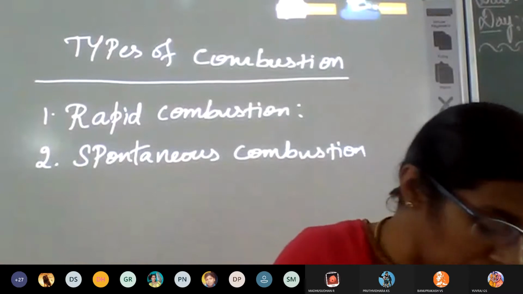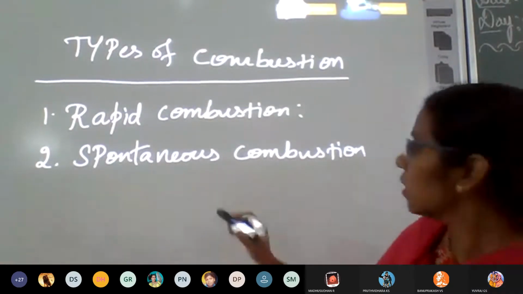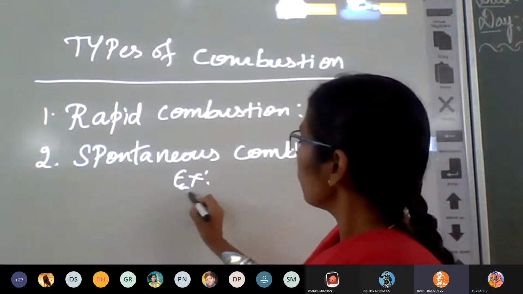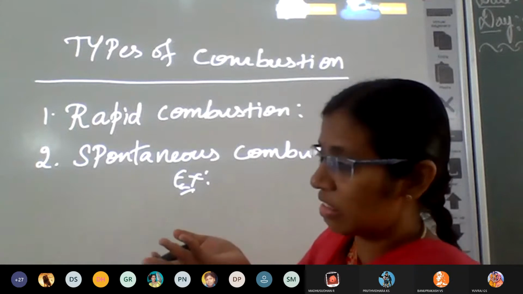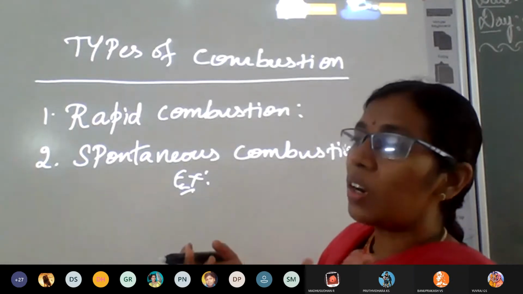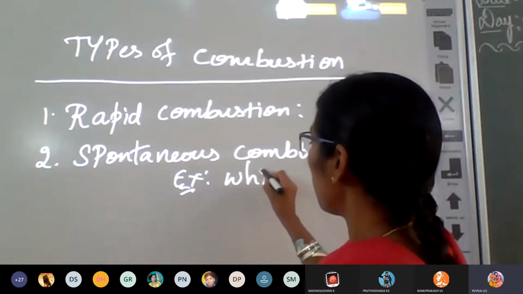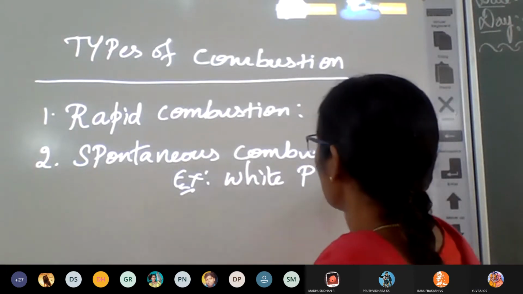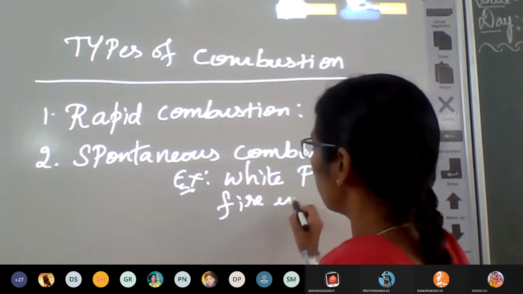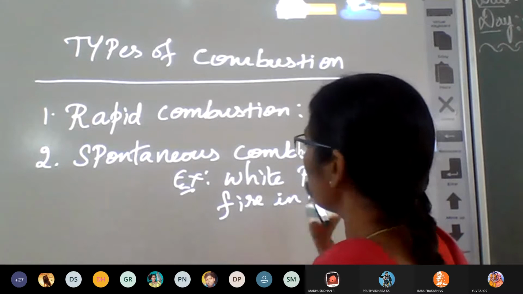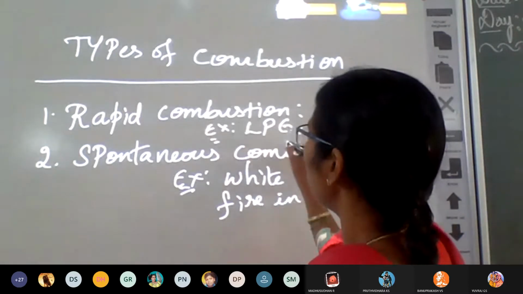White phosphorus. Example, white phosphorus burns without any ignition temperature, without any stimulus. It catches fire when it is exposed to air at room temperature. Example, white phosphorus catches fire in air itself. No need to ignite it, no need to induce fire. Whereas in rapid combustion, we have to supply a little bit of fire.